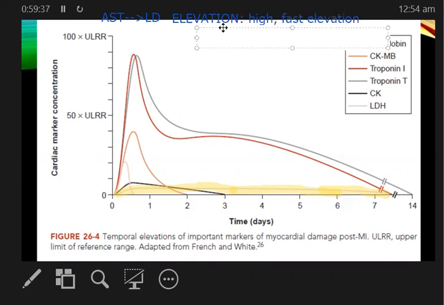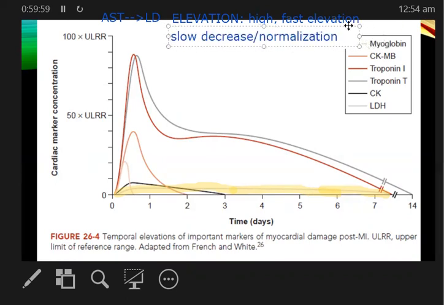I think I forgot something. I'm sorry. Aside from high and fast elevation, we also want a slow decrease, or slow normalization. I hope you get what I mean, if there is such a term as normalization. So we want a cardiac marker that has a fast and high elevation, and that decreases slowly or normalizes slowly.